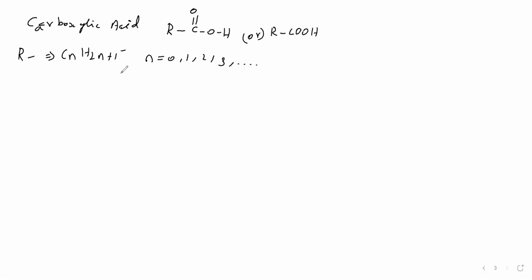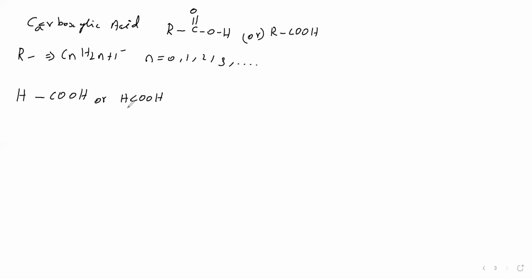If n is equal to 0, you substitute, then in the place of R you get H, and the remaining is COOH, so we can write it as HCOOH. This is an acid. This HCOOH is an acid coming under carboxylic acids. We are also considering vinegar. Vinegar is a dilute solution of acetic acid, that is a carboxylic acid, so in that category it also comes.